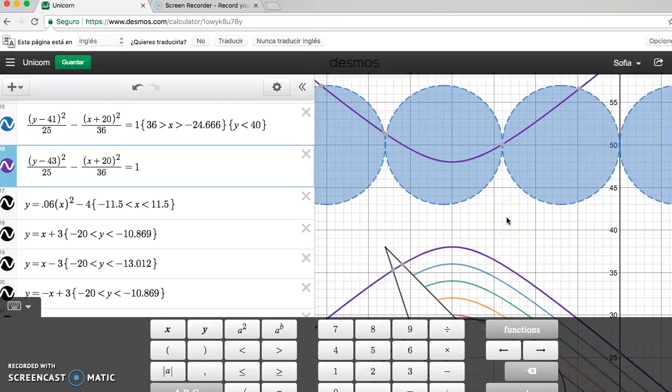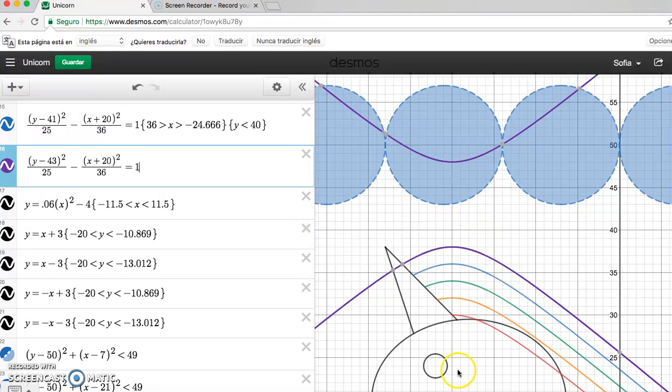First, we can talk about the center of the hyperbola, which is going to be 43 for y and negative 20, I'm sorry, 43 and y, negative 20. So right here. From there, we're going to find the vertices.